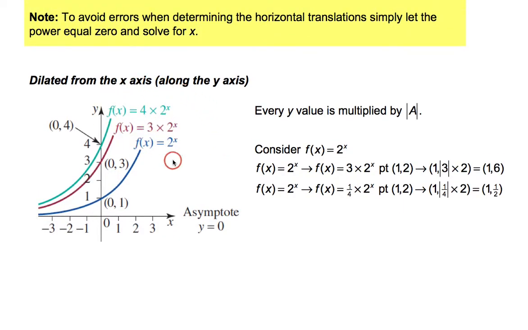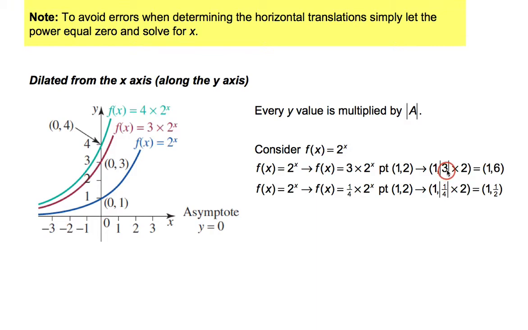Let's look at some examples of some dilation factors. So, dilated from the x-axis, which is the same thing as along the y-axis. Consider this. If we have f of x equaling 2 to the x, that's our standard graph, and I've drawn that in here in blue. If we now consider dilating it by a factor of 3, so we've got a 3 out the front, so 3 times 2 to the power of x, the point (1, 2) will be transformed to the point (1, the magnitude of 3 times 2), to become (1, 6).